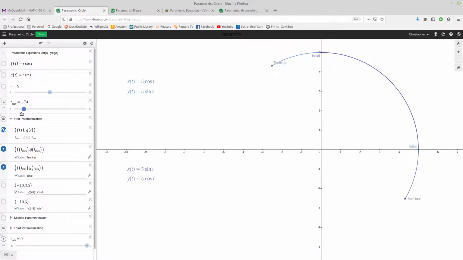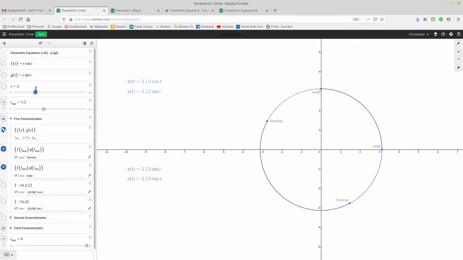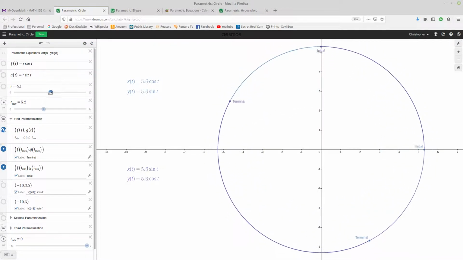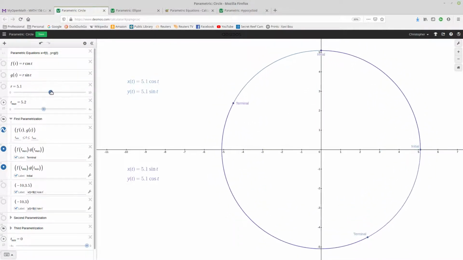And so there are lots of different ways to parametrize a circle based on where you start, stop, which direction you're headed, and how fast you're going. Of course, we have the simplest one, 5 cosine t, 5 sine t, but there are many others as well. If you want to play with this a bit more on your own, you also have the option of changing the radius, and that'll change the numbers in your equations as well, so feel free to explore that.